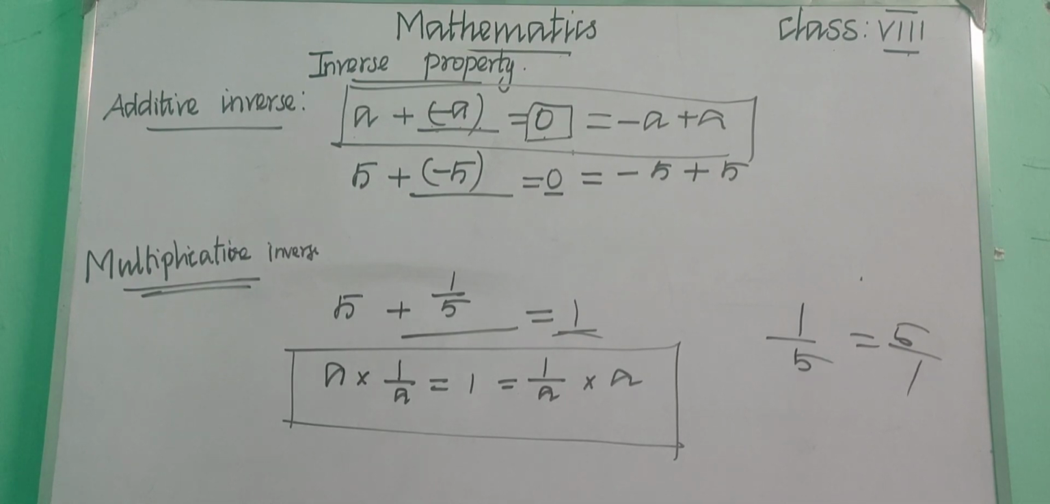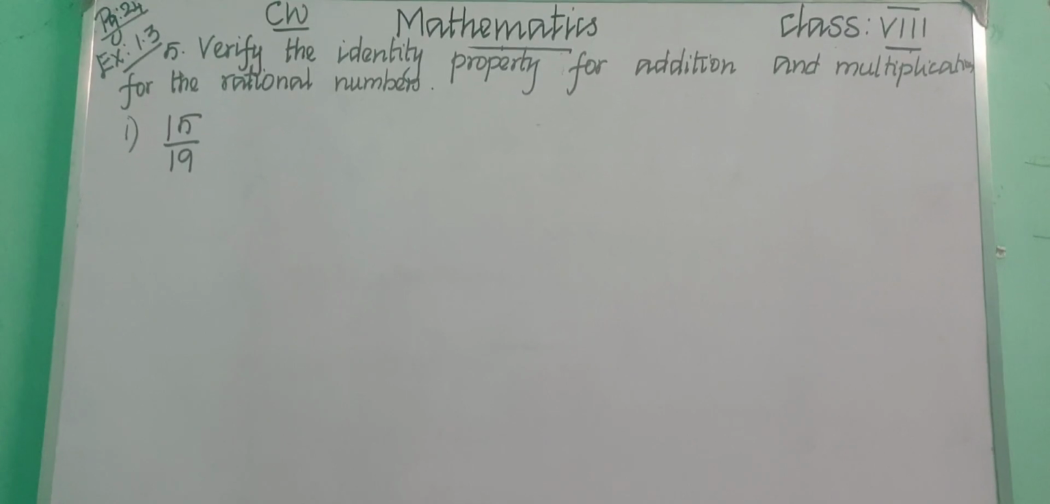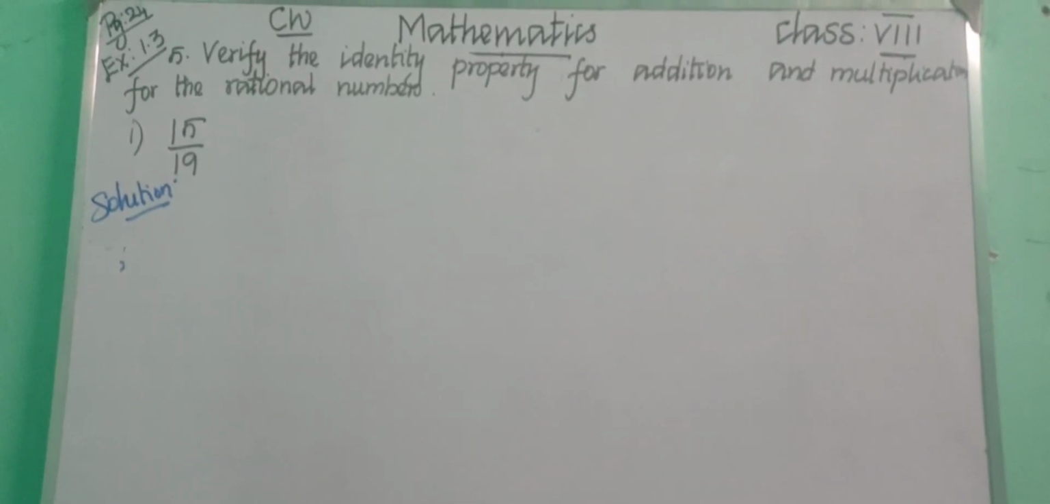Okay children, so let us do the exercise sum. Take your classwork notebook. So what are all the properties we have learnt? We have learnt about closure property, commutative property, associative property, distributive property, identity property and inverse property. So these are all the properties we have learnt in the properties of rational numbers. Let us do the exercise sum. Children, put today's date in your classwork notebook. Write this question in your classwork notebook.